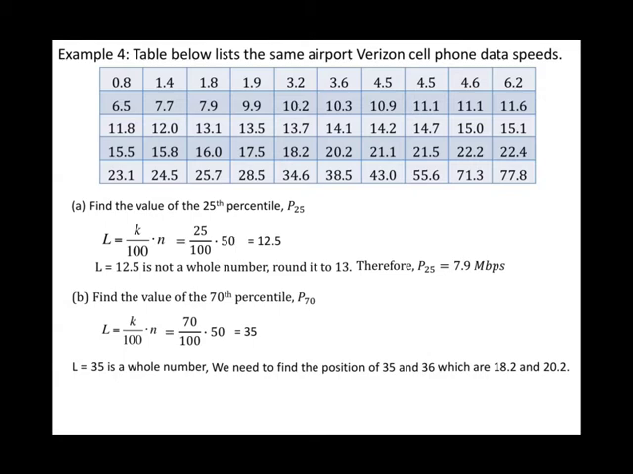After you get these two data values, you want to find the average of them. Remember how to find the average? Add them up and divide by 2. So you should get 19.2.